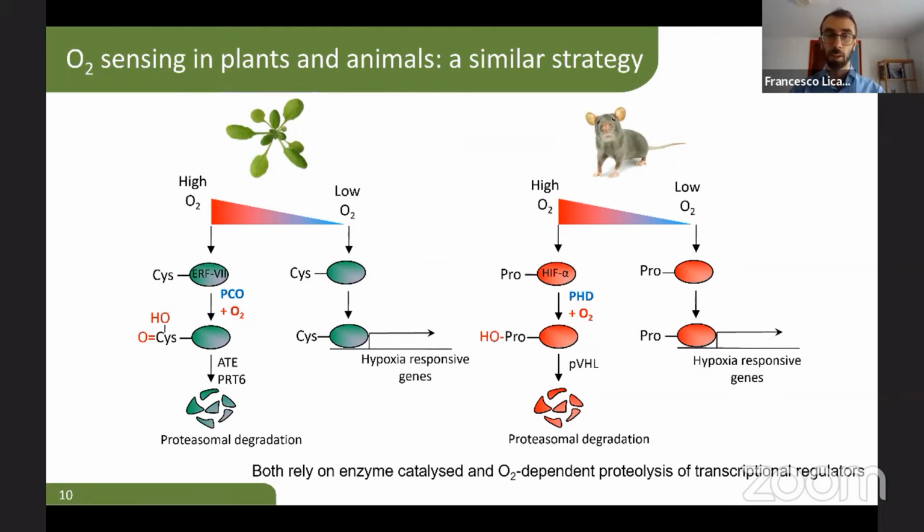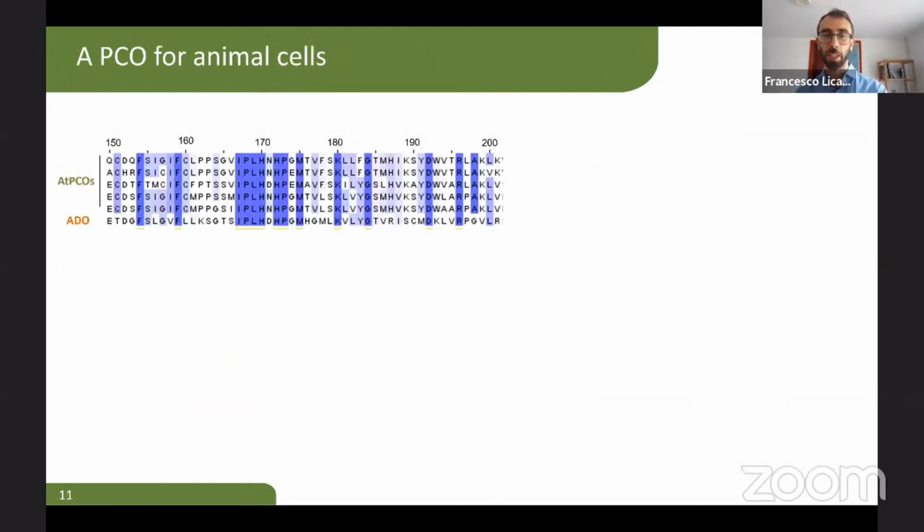In plants, these are the ERF7 transcription factors that are regulated through the activity of PCOs. In animals, instead, it is a bHLH transcription factor called HIF-alpha, which is targeted for degradation by hydroxylation on specific prolyl residues by PHD enzymes. So it seems that this is an effective way to control responses to hypoxia. But the reality is that this is a bit more complicated.